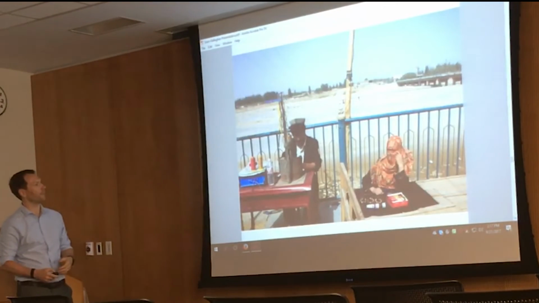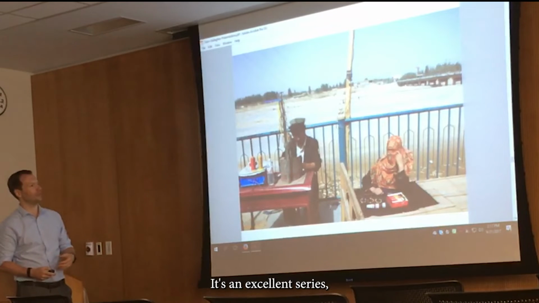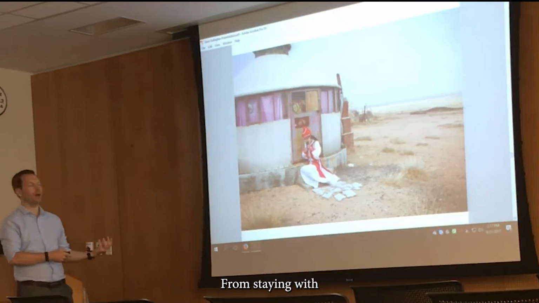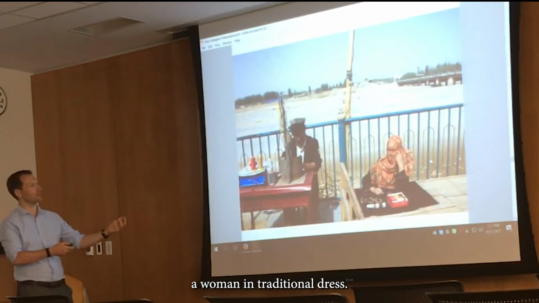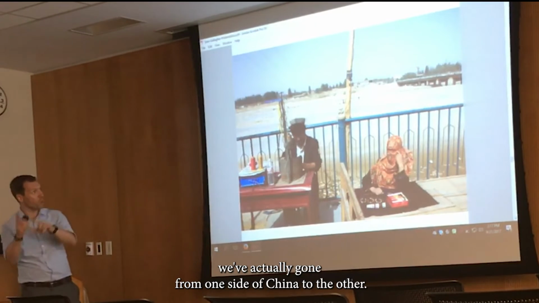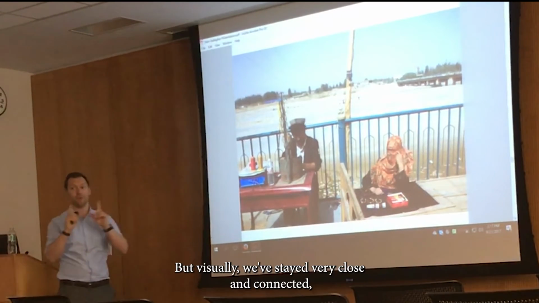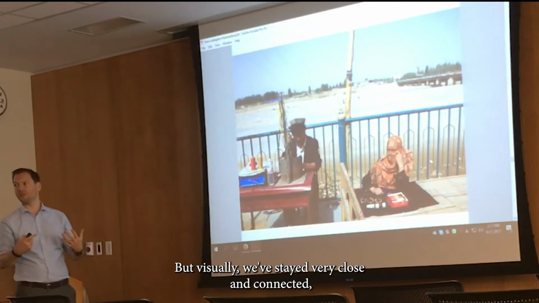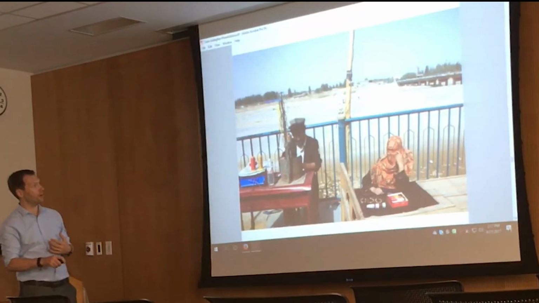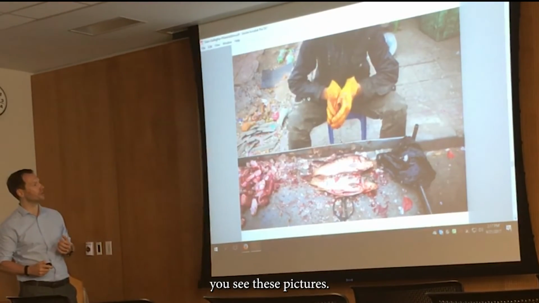Here's the next one in the series. A little bit more obvious. The connections now you probably see: we're staying with a woman in traditional dress, another woman in a different type of traditional dress. We've actually gone from one side of China to the other, but visually we've stayed very close and connected. Very dry, arid environment with a woman in traditional dress, dry, arid environment, and the man in traditional dress. You see these connections.